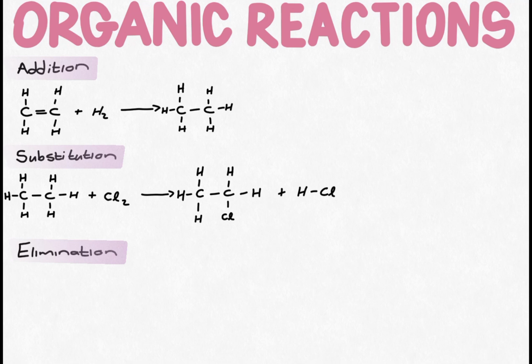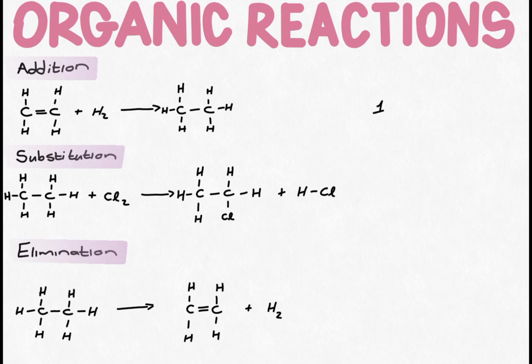Lastly, we'll look at an elimination reaction. And again, we'll use an alkane, ethane, as an example. So in an elimination reaction, we take away some of the atoms. So in this reaction, we will take away 2 hydrogen atoms to produce a double bond alkene called ethene. This will also produce hydrogen gas.